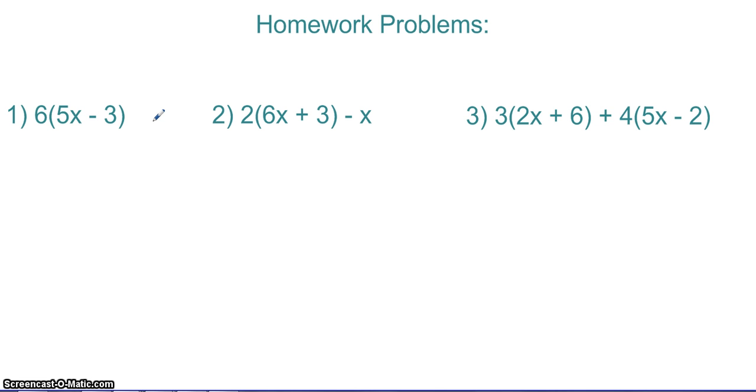Then once you distribute the number, the parentheses do go away, and you will combine the like terms to simplify the expression. So for example, number 1, after you distribute the 6, the parentheses will go away. In number 2, you'll distribute the 2, and the parentheses will go away, and then you're going to combine the like terms involving the variable x. And then number 3, you will do much the same. You'll distribute the 3, parentheses will go away, distribute the 4, the parentheses will go away, and then combine the like terms.